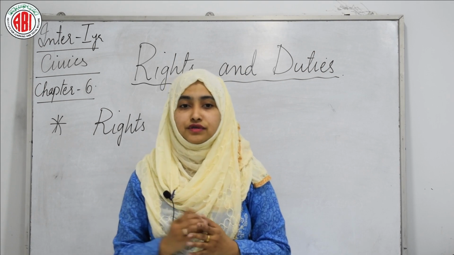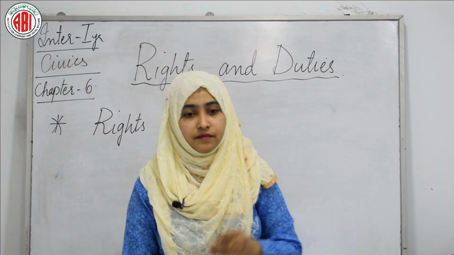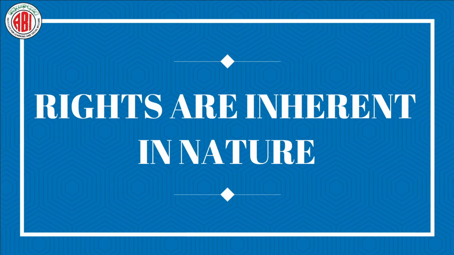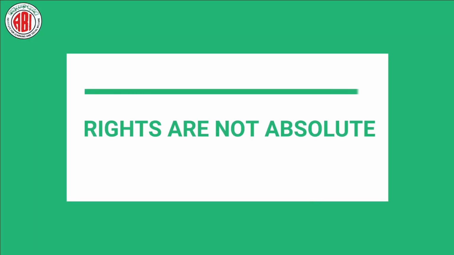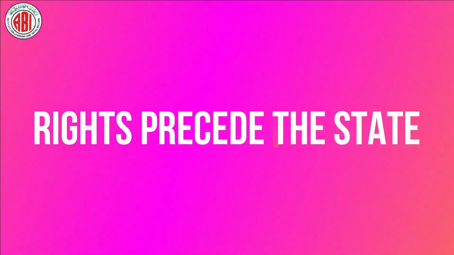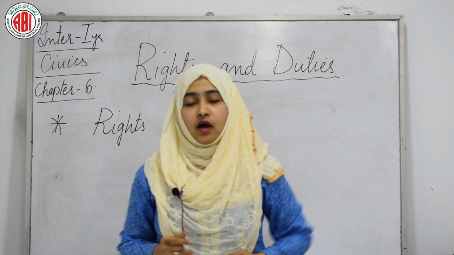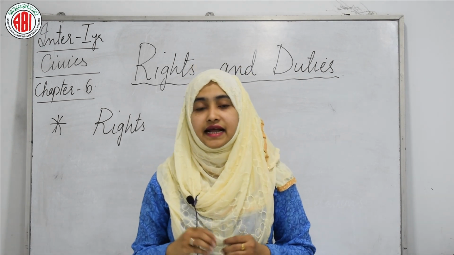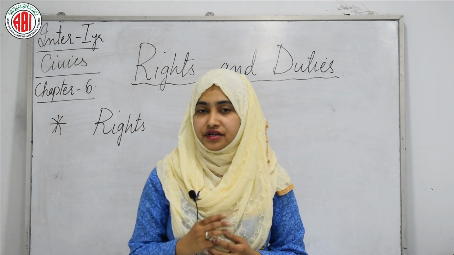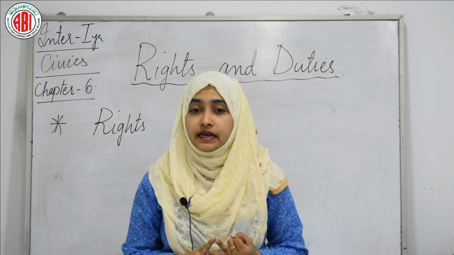Now we will see the features of rights. Rights are possible only in society, rights are inherent in nature, rights are not absolute, rights are universal, rights precede the state, and rights are meant for the common good. Exactly. Now, after the features, we will see the classification of rights. Rights are broadly classified into three categories: natural rights, moral rights and legal rights.